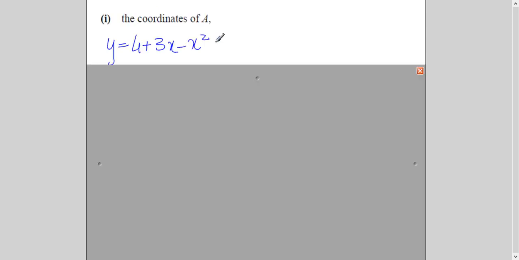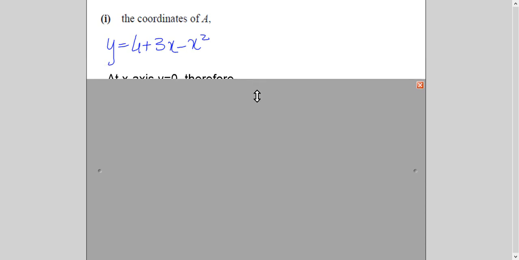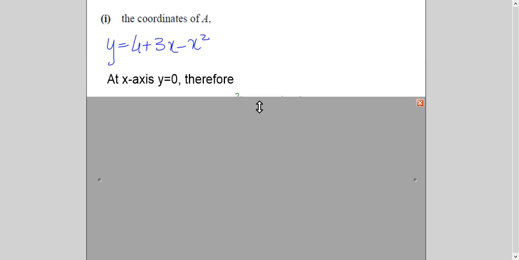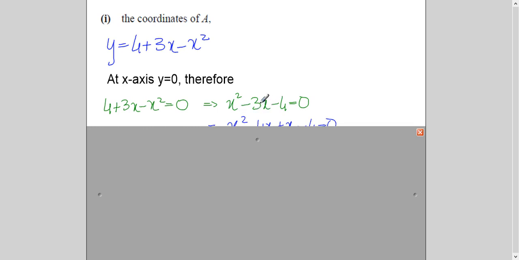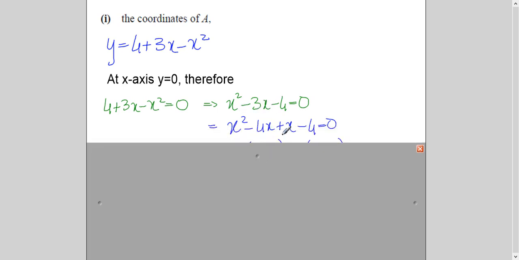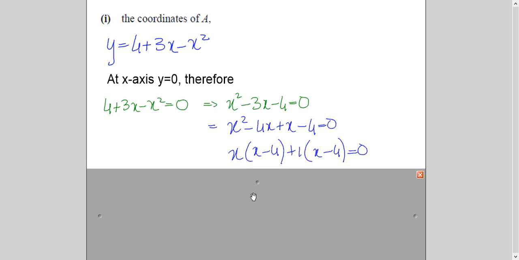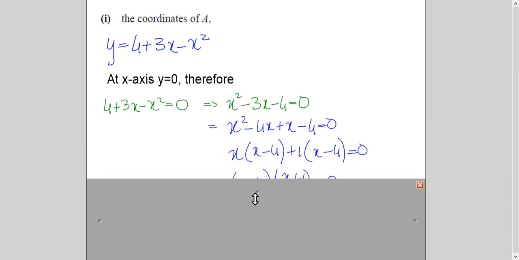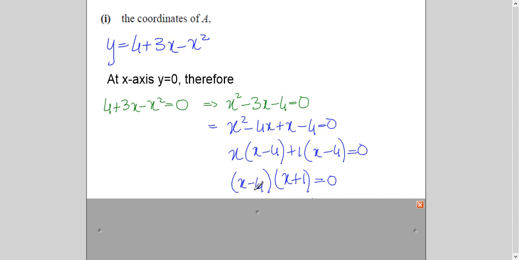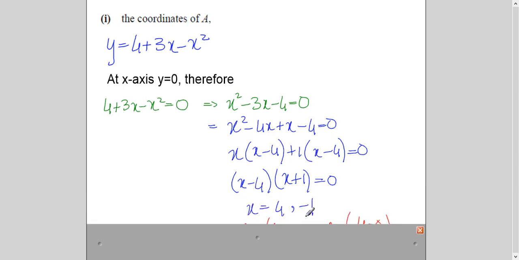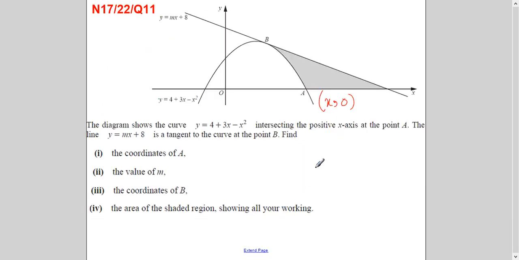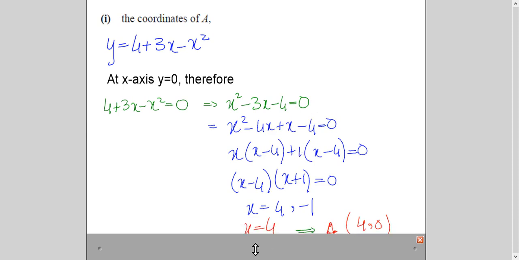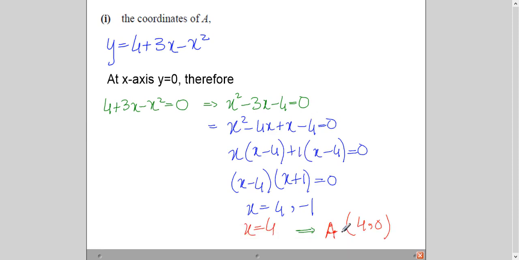So let's begin. This is the equation of the curve given. I will substitute y equals 0 here, and then I will factorize this equation. I will get 2 values of x, -1 and +4. Like I said, we will ignore the minus value and take the plus value because of this position on the right hand side. So the coordinates of point A are (4, 0).